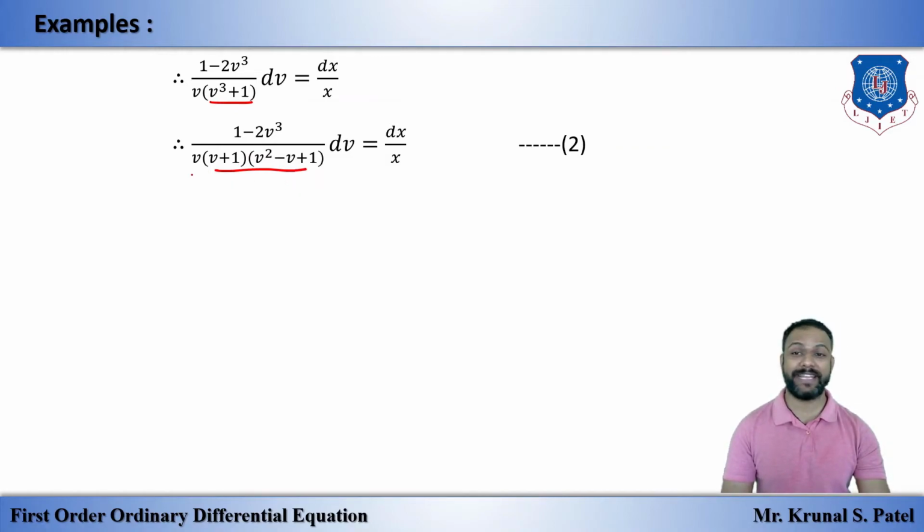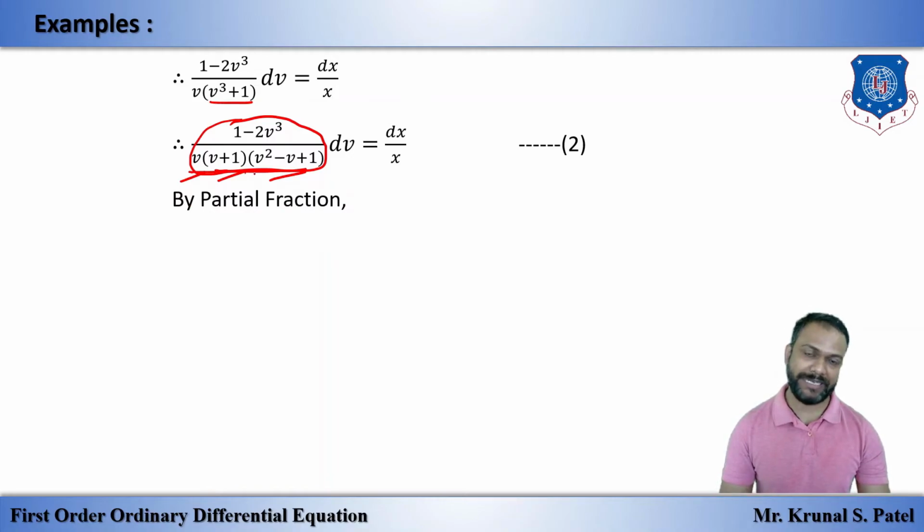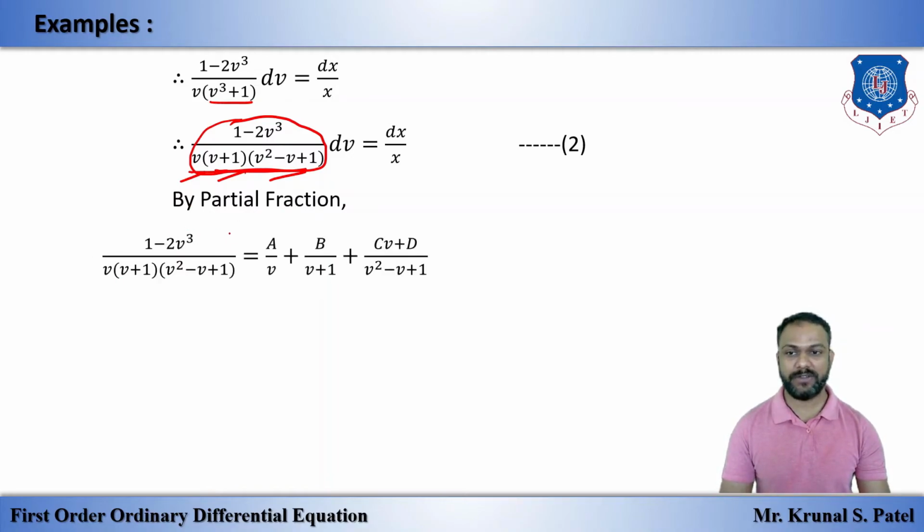Now this is not integrable directly, so first we will split this denominator into these three factors by using the partial fraction method. We all studied the partial fraction method in 12th standard. So this is equal to a by v, since v is a linear factor, then b by v plus 1, and this is a quadratic factor, so we'll use cv plus d.